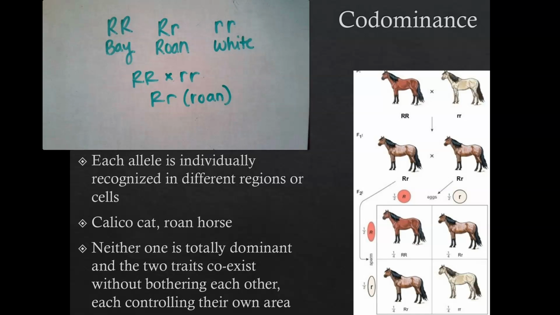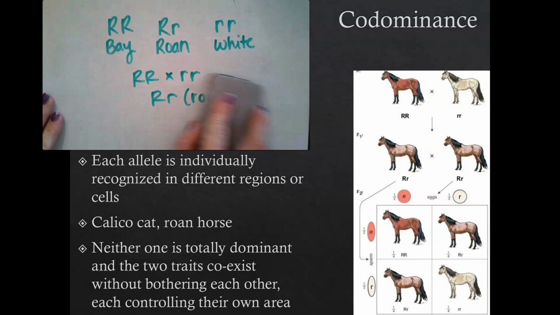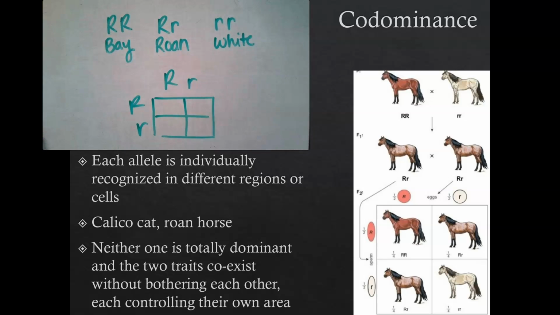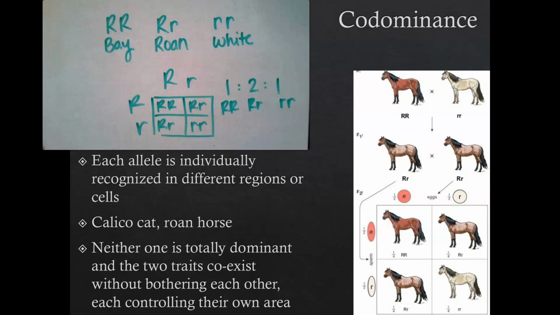If we crossed our roans, we would see, again, a 1 to 2 to 1 genotypic and phenotypic ratio, with the homozygous dominant, the heterozygote, and the homozygous recessive, and also bay to roan to white. So again, we're seeing this 1 to 2 to 1 ratio.